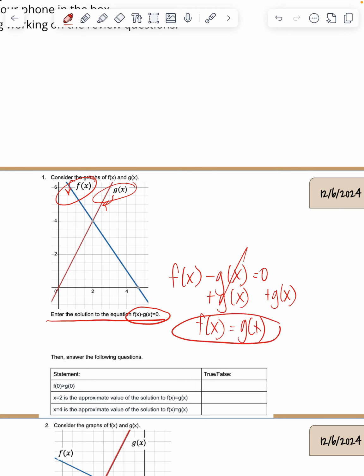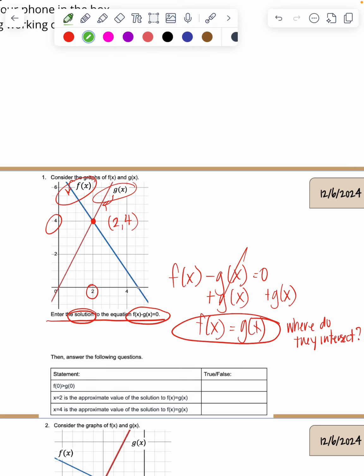So what they're saying is, where are the lines equal to each other? In other words, where do they intersect? So we know that it intersects here because they do give me the graph. Now the point where they intersect is, look, 2, 4. But when they say enter the solution, they only want the x value, okay? So for this problem right here, they only want the x value, so x equals 2. And I believe in the quiz you would just enter 2, okay? Because that's the x value.